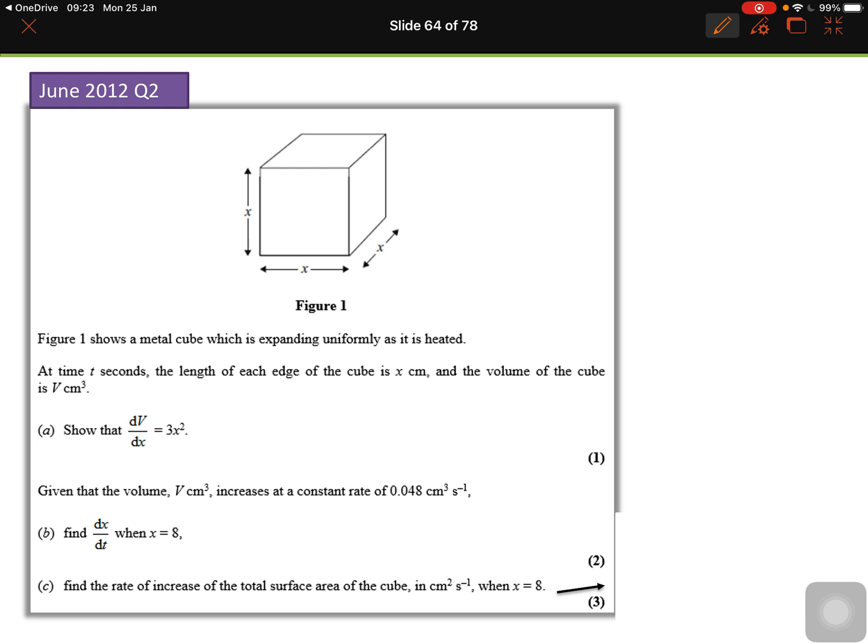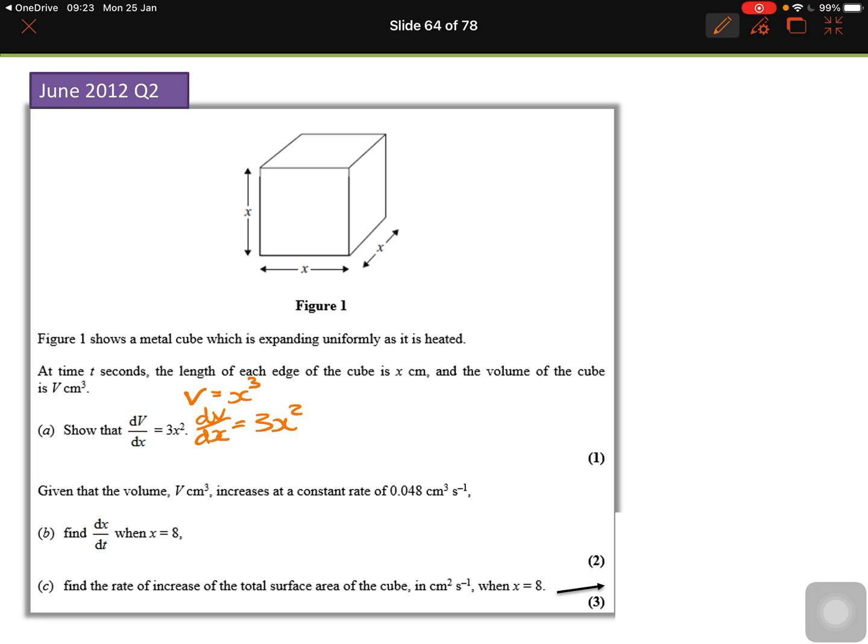Okay, right, let's have a look. Figure 1 shows a metal cube which is expanding uniformly as it is heated. At time t seconds, the length of each edge of the cube is x and the volume is V. Show that dV/dx equals 3x squared. So first of all, I need to know what the volume is. The volume of my cube with side length x is just going to be x cubed. So dV/dx, nice and simply, will be 3x squared. Really nice, simple first mark to get.